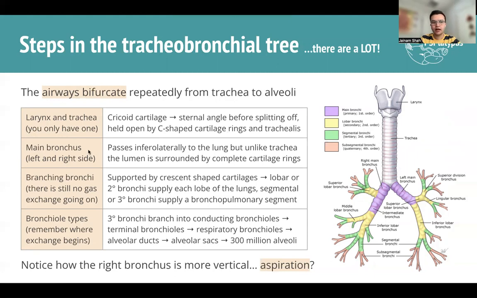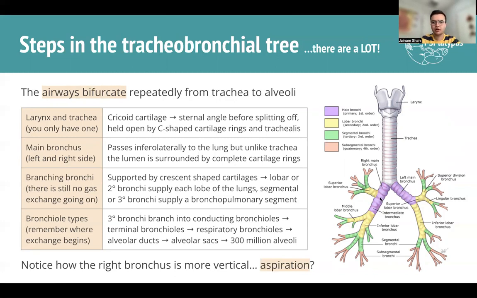With the main bronchi on the left and right-hand side, you can see here in purple, they pass inferolaterally to the lung, so behind it, and they go laterally into the lung. But unlike the trachea, they're surrounded by complete cartilage rings. Not really sure what the reason is. Perhaps just because it's a smaller airway, it's more at risk of becoming obstructed. So you want, I guess, stronger reinforcement to ensure it doesn't do that. But I'm sure you can search that up and figure out what the reasoning behind it is.